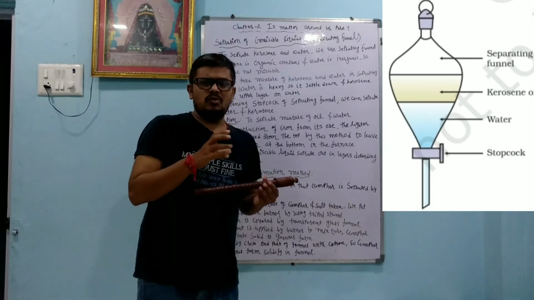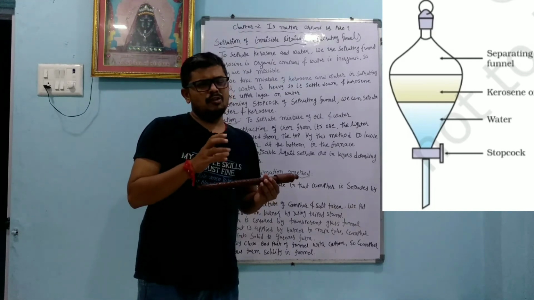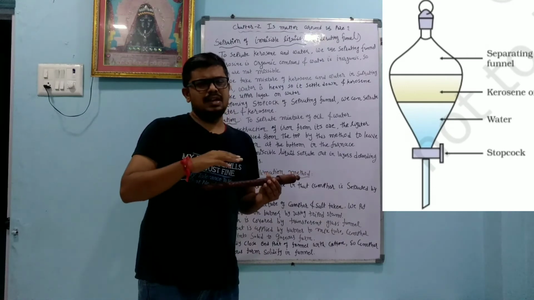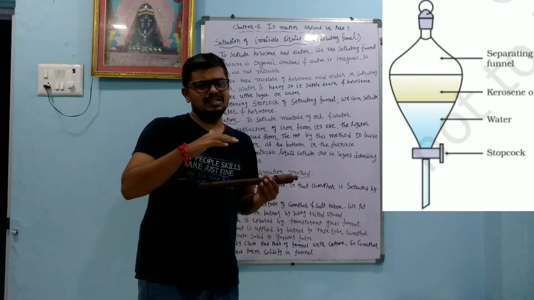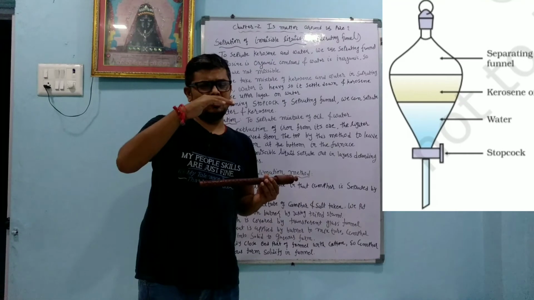The mass present in the unit volume is called the density, and the density of water is more, so it will settle down, and the density of kerosene is less, so it will remain on the upside of the water.